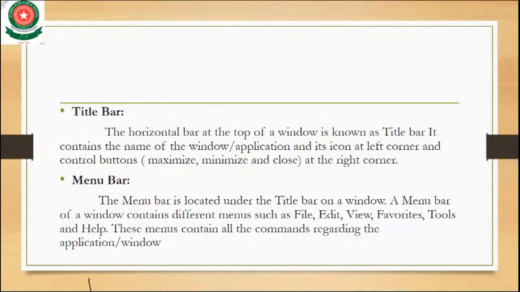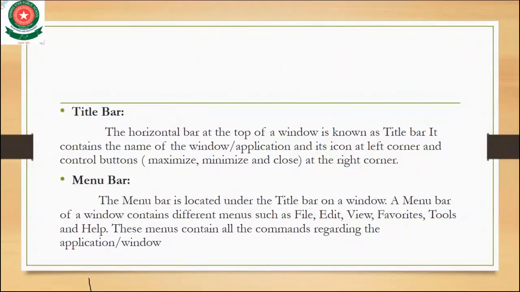On the left side of the top of the window, it contains the name of your window or application, and its icon at the left. And on the right corner it contains the maximize, minimize, and close buttons.